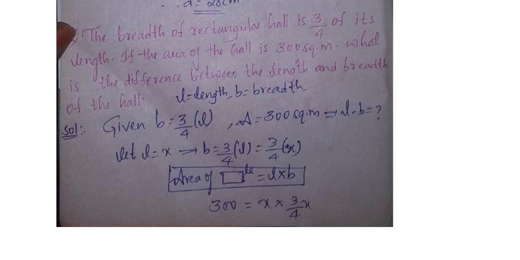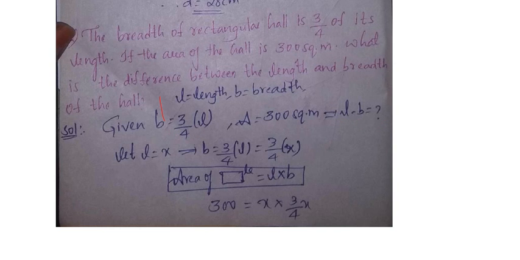Here, what they have given us: the first clue is breadth equal to 3 by 4th of length. Second, they gave area 300 square meters. What they are asking is the value of the difference between length and breadth, that means L minus B. So what to do?